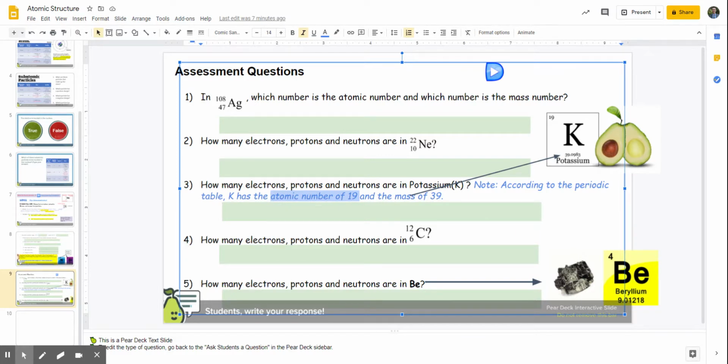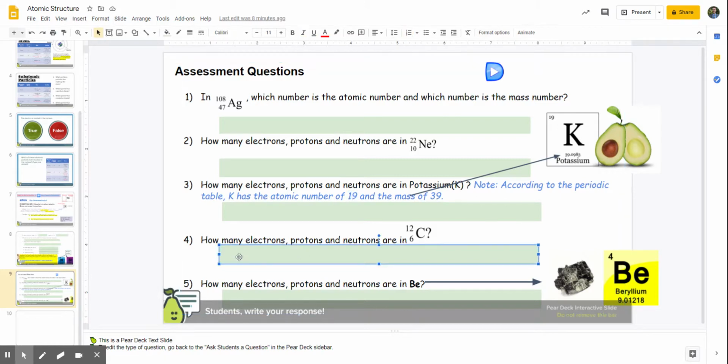So that's 19 as well. For neutrons, we subtract the number of protons from the mass. Okay, so 39 minus 19 is 20. So 20 for the number of neutrons. So electrons is 19, protons is 19 as well, because this is neutral, and the number of neutrons is 20.